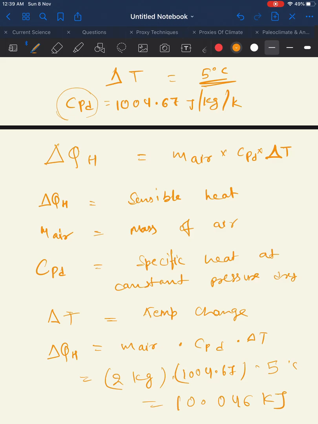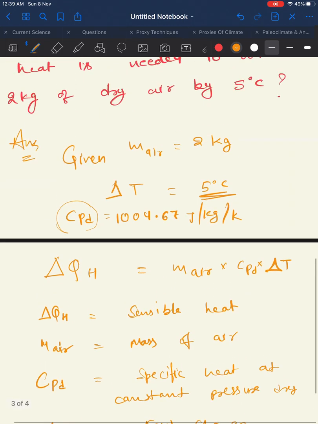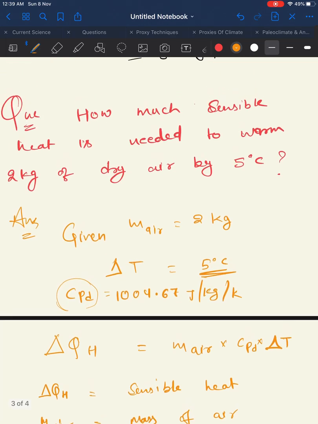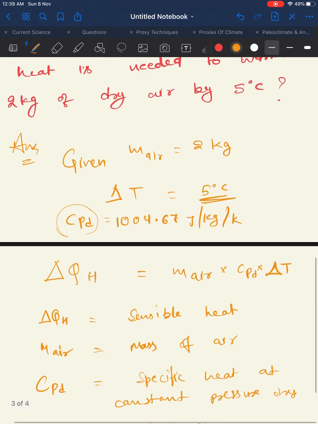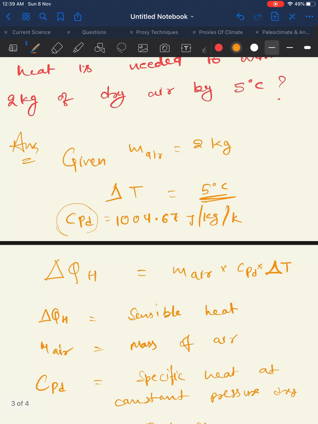This is clear, right? So this is delta QH. This is the amount of sensible heat needed to warm 2 kgs of air at 5 degrees Celsius. This much. Okay, now let's see what a sensible heat means, what a latent heat means.